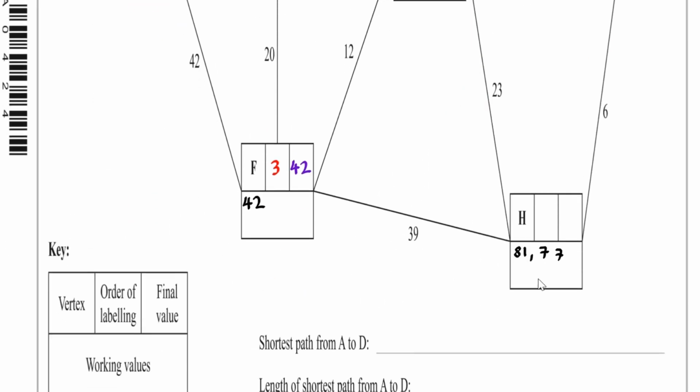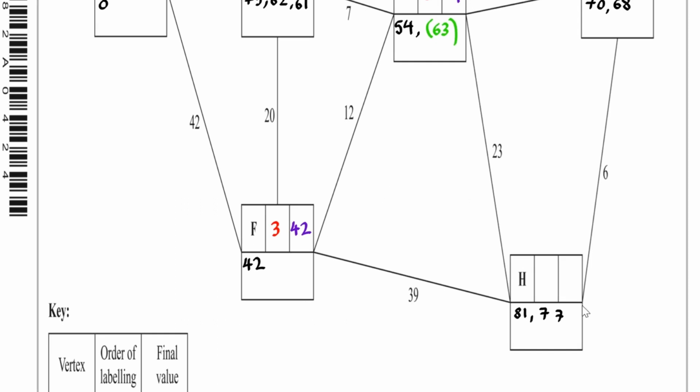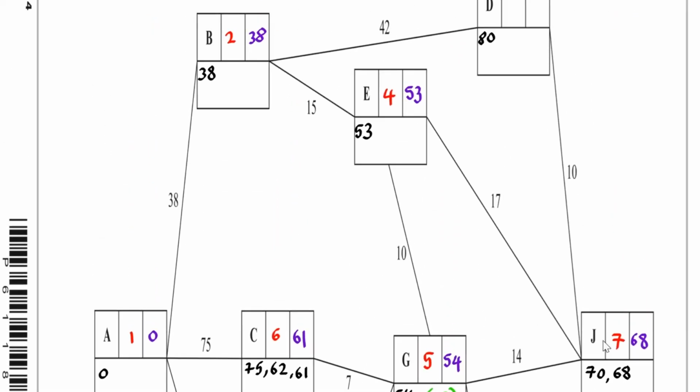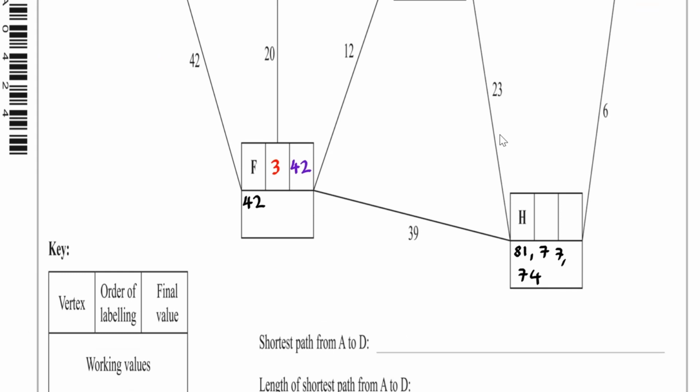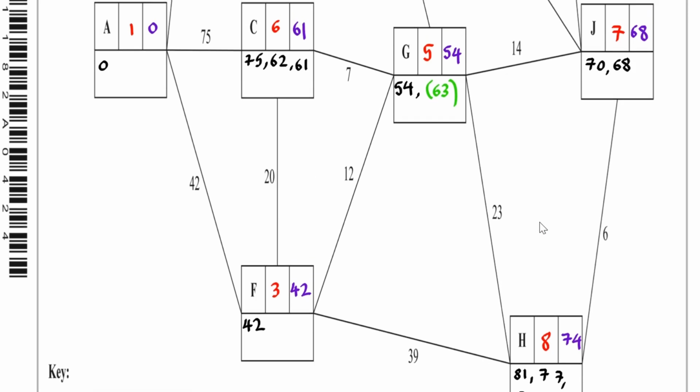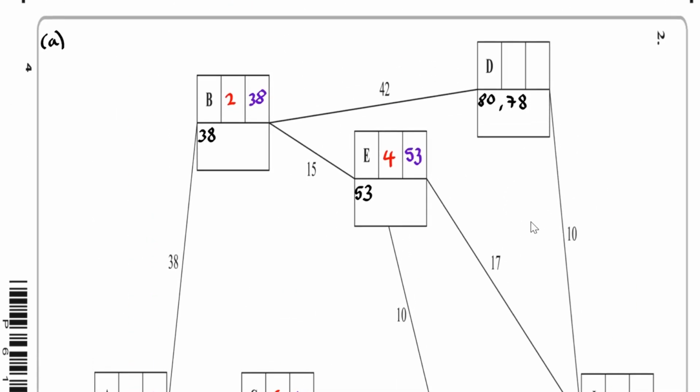And then 68 plus 6 would be 74. And then 68 plus 10 would be 78. You'd find over here the smallest value now would be the 74, so we put 74 into the final value box and then we assign H the number 8. And the last value would be the 78. We assign D the number 9.